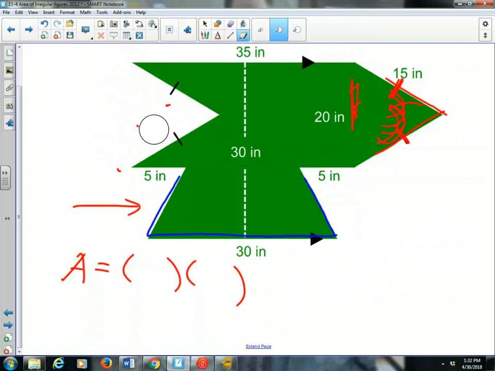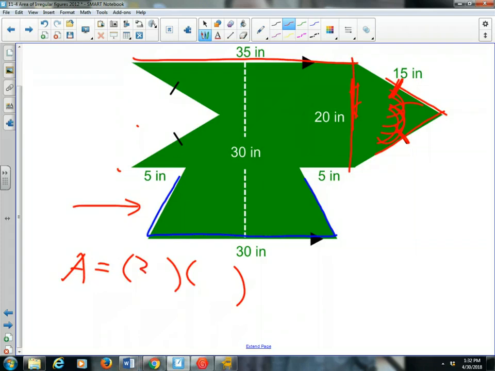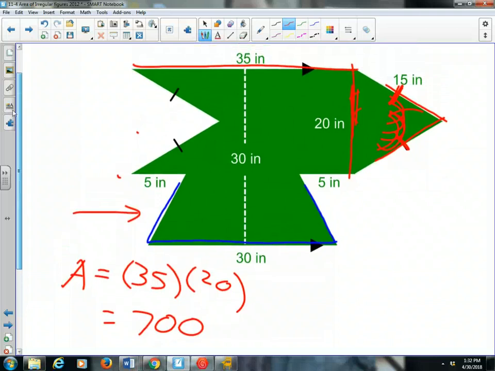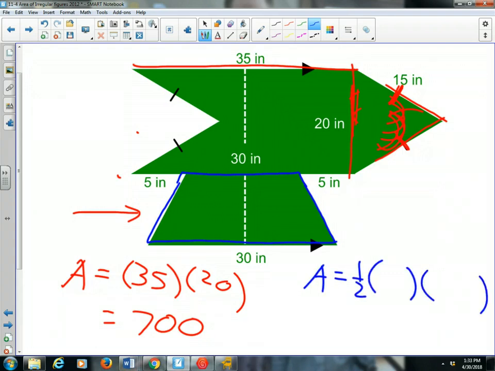So the base is this 35 times the height of 20. 35 times 20, you get 700 square inches. So now we've got to add that to the area of this trapezoid. And the area of a trapezoid is 1/2 times the height, base 1 plus base 2.